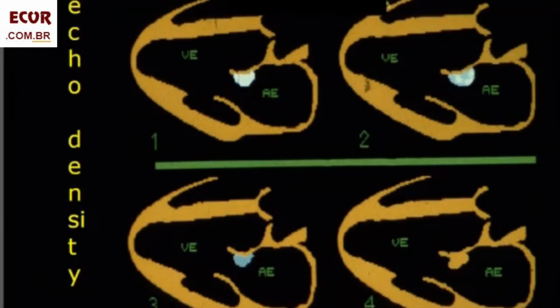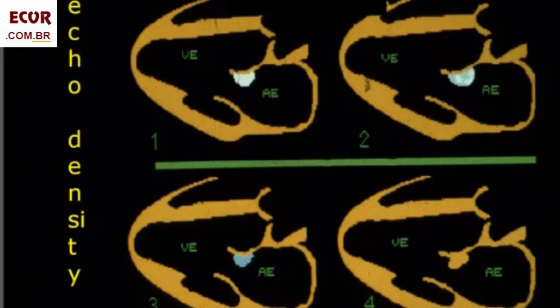The echo density of the vegetation has also prognostic importance. A brighter echo density than the walls indicates calcification and may not have any inflammatory activity, and hence a better prognosis than a density similar to the myocardium. Since when the density is similar to the myocardium, it is usually seen in a more friable and recent vegetation.